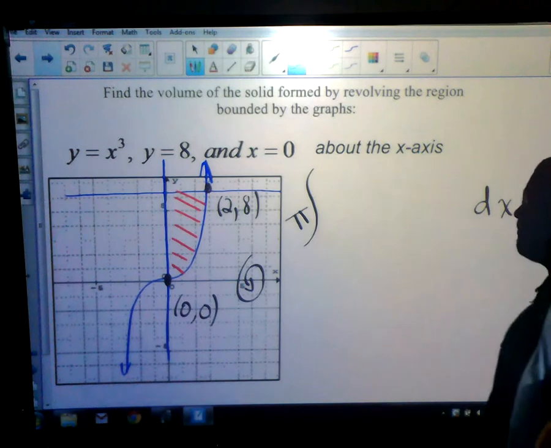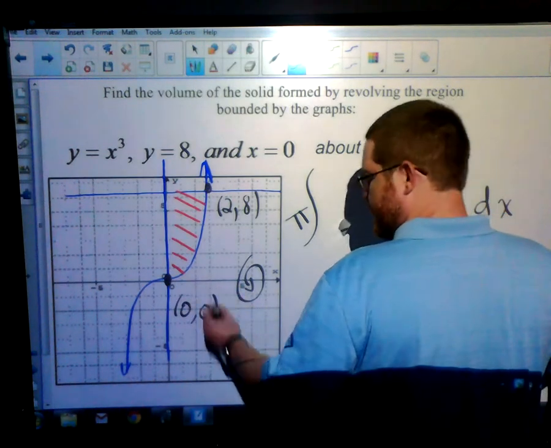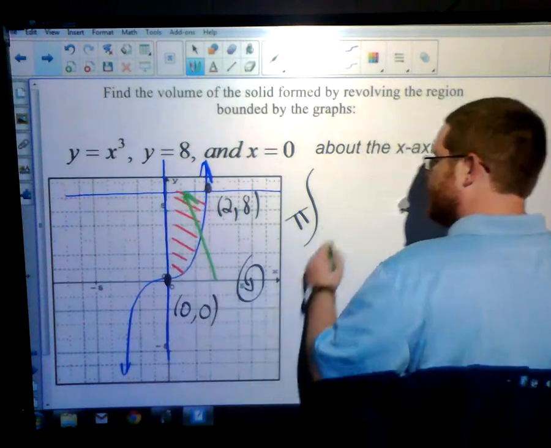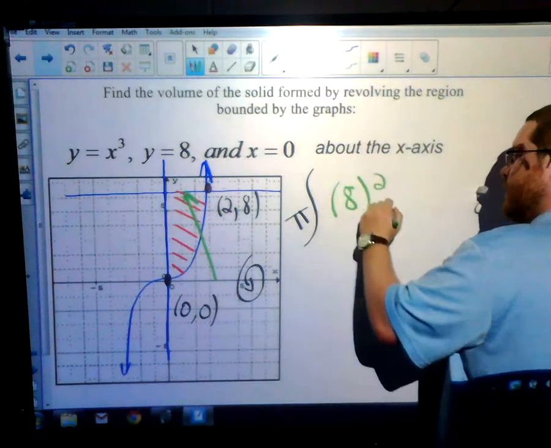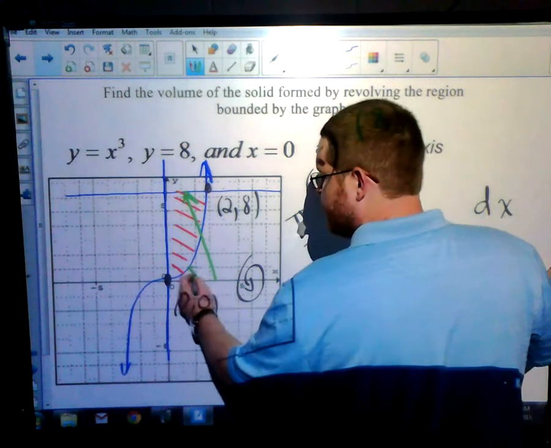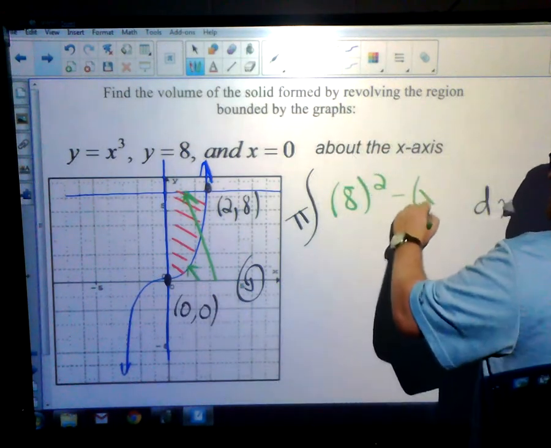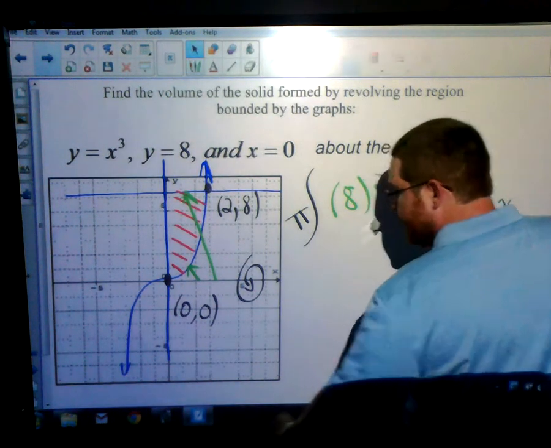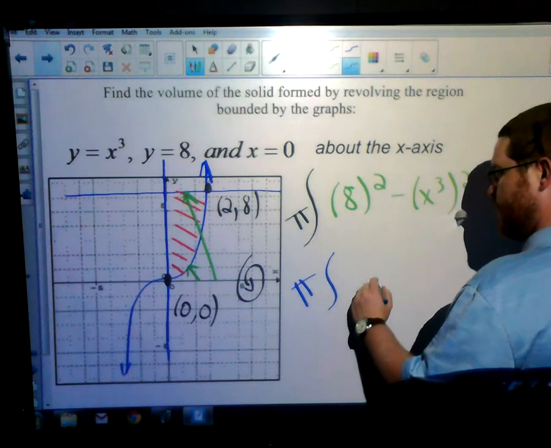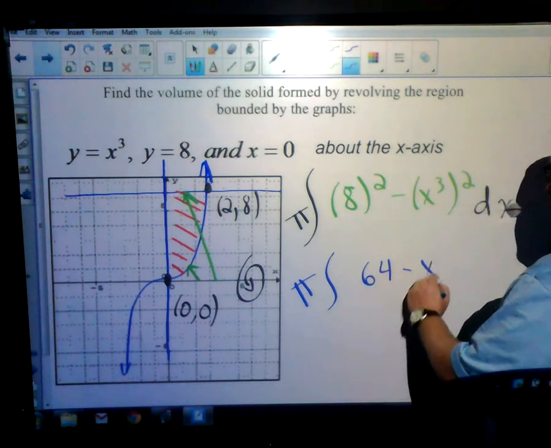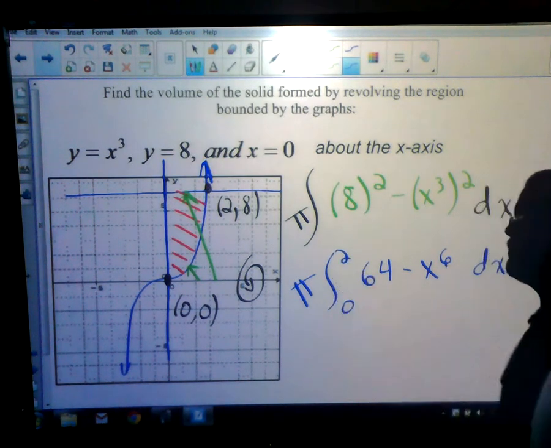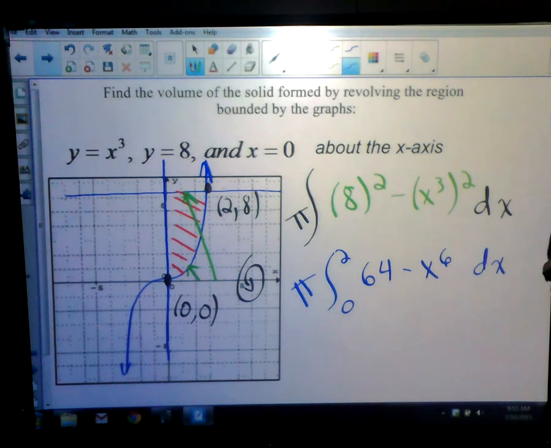Now I'm going to go top minus bottom. What's the top function here? The top function here is y equals 8. So it's 8 squared minus, what's the bottom function? It's x cubed squared. Or if I clean that up, it would be pi times the integral of 64 minus x to the 6th dx. What am I forgetting? The bounds from 0 to 2, the x values. Not 0 to 8, those would be the y values.